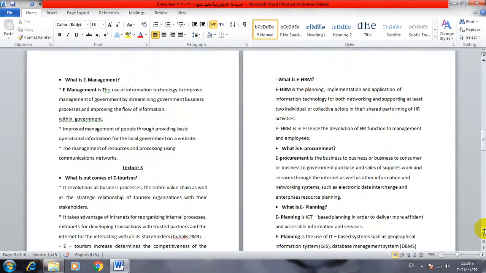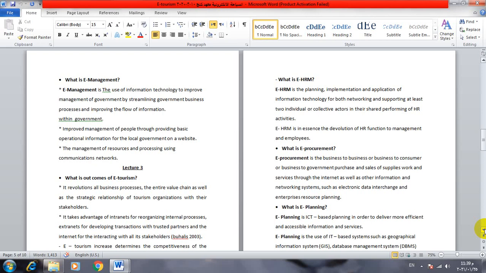What is e-HRM? E-HRM is the planning, implementation, and application of information technology for both networking and supporting at least two individual or collective actors in their shared performing of HR activities. E-HRM is in essence the devolution of HR function to management and employees.